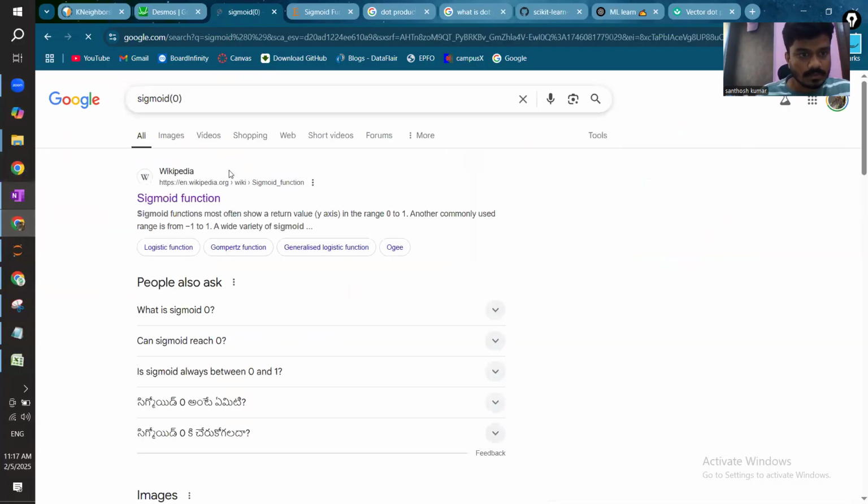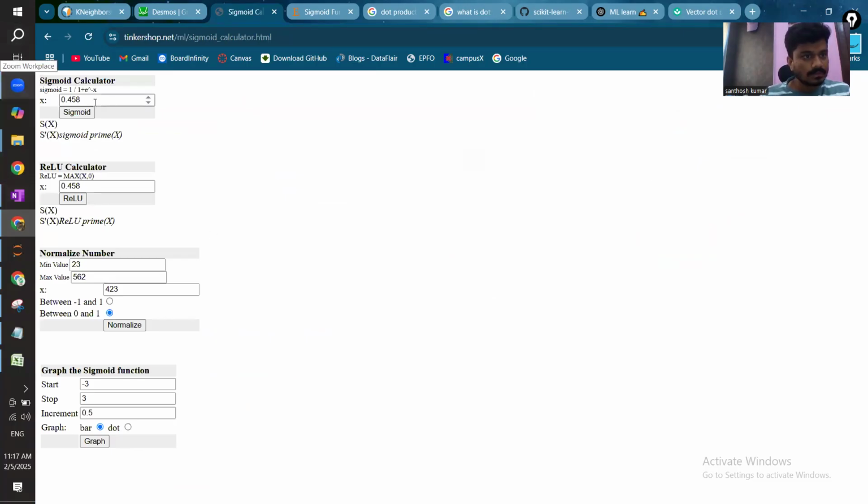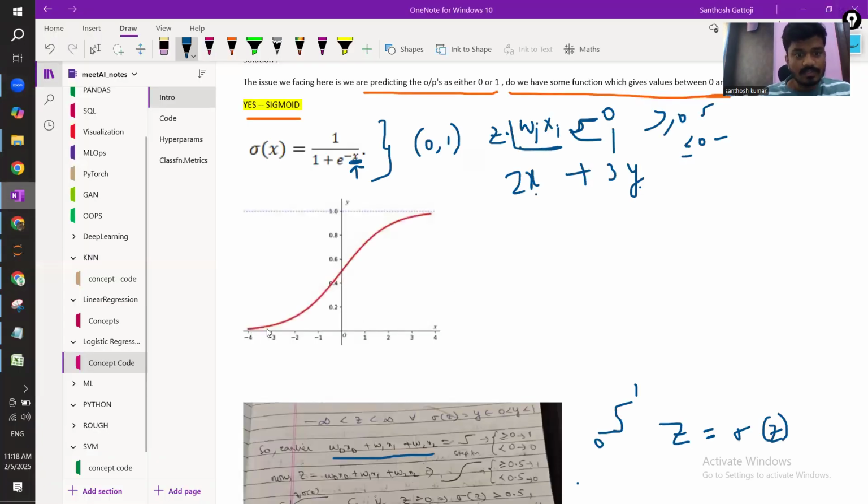Sigmoid calculator. Over here, if you take sigmoid of 0, this is sigmoid, this is derivative of sigmoid. Sigmoid of 0 is 0.5. If I go for 10, you'll get 0.99999. If you go to, let's say, minus 10, we'll get 0.0000. So here also the y value is the output, right?